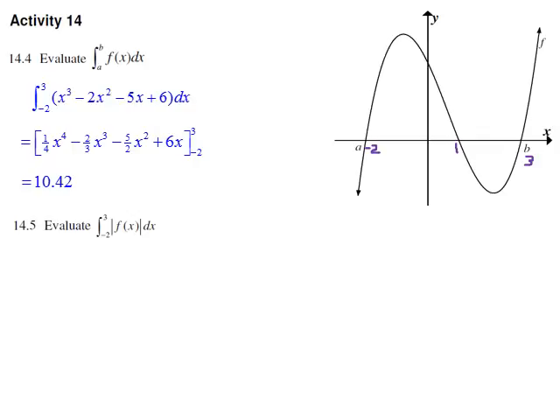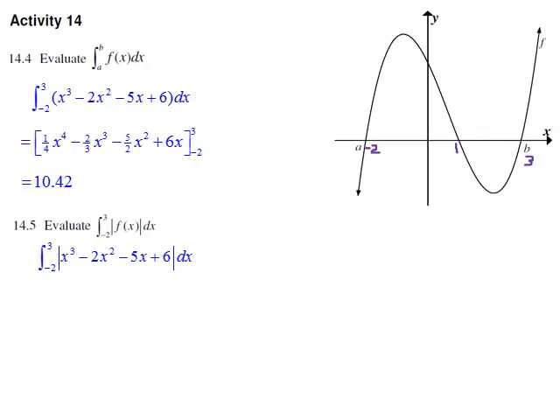In activity 14.5, we're asked to evaluate the integral of the absolute value of f(x) over the interval minus 2 to 3. Now, if we look at the interval from minus 2 to 3, we realize that on parts of that interval, f is positive, but on other parts it's negative. So if we take the absolute value, the negative parts must become positive. And that means that we have to divide this integral into two intervals.